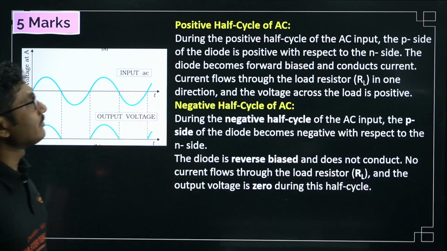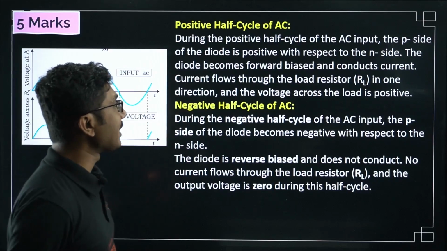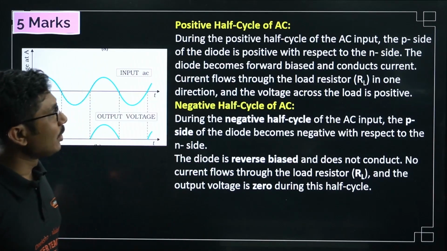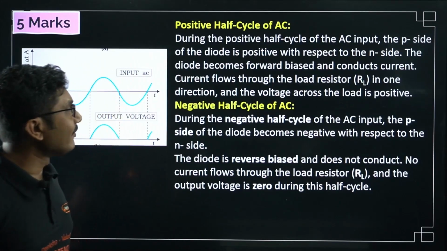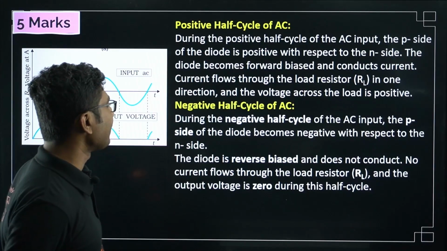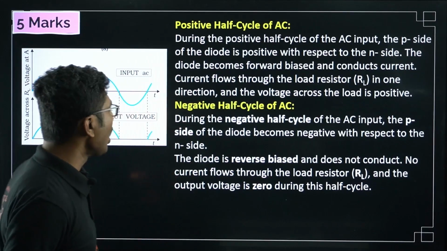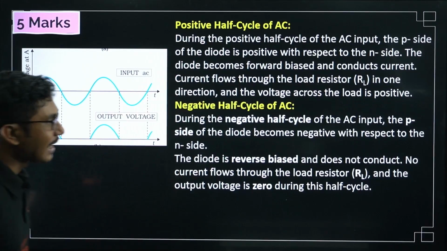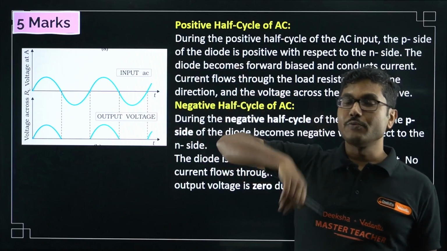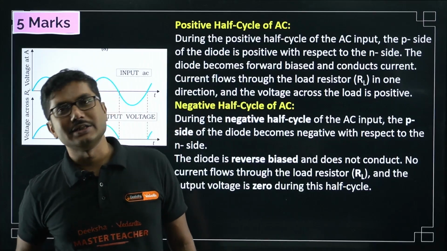During the positive half cycle of the AC input, the P side of the diode is positive with respect to the N side. The diode becomes forward biased and conducts current. Current flows through the load resistor RL in one direction and the voltage across the load is positive. During the negative half cycle of the AC input, the P side of the diode becomes negative with respect to the N side. The diode is reverse biased and does not conduct. No current flows through the load resistor RL and the output voltage is 0 in that half cycle, and these are the circuit diagrams.